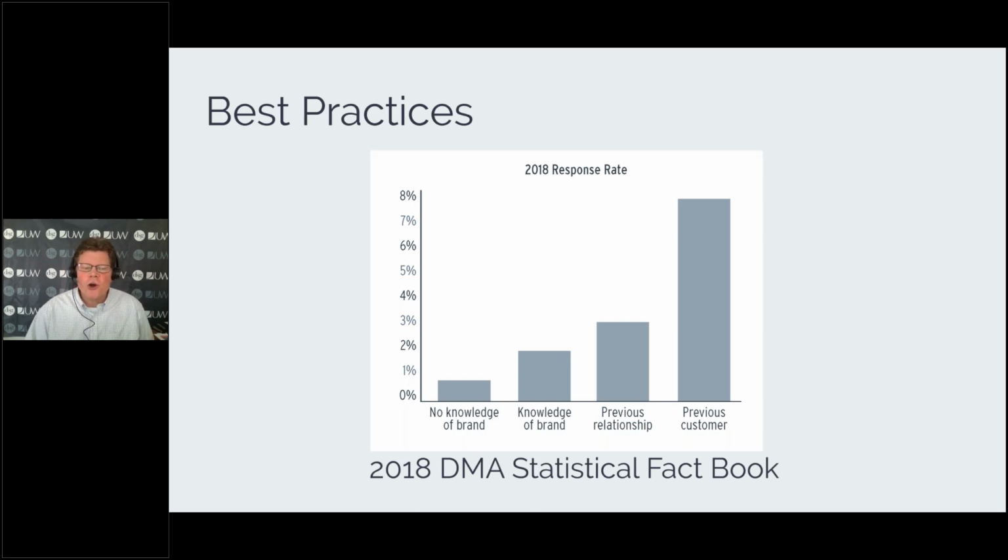If someone has no knowledge of your brand, it's about 0.5%. So don't spend your direct mail money on people that don't have any knowledge of your brand. Use some of those other vehicles. If they have some knowledge of your brand, and this usually means you're an established, household brand, it's about average, 1.8%-ish. If someone has a previous relationship with you, they're not a customer, but you've had engagements with them, it's 3%. And if they're already a customer, it's almost 8%.